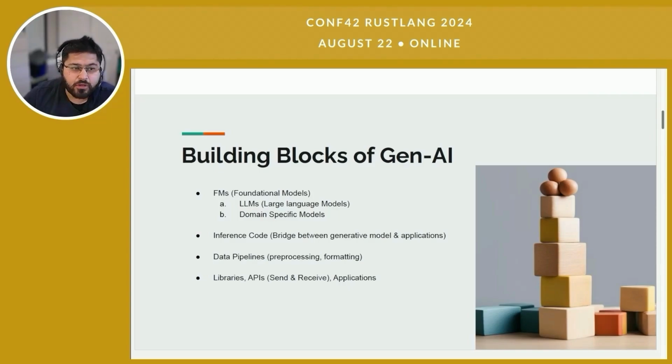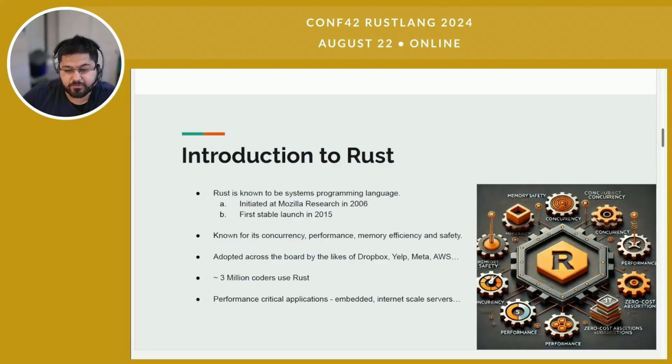Now that we have covered Gen AI and the basic blocks of Gen AI, let's move to Rust. Rust is a multi-paradigm programming language focused on safety and performance. It's designed to be a systems programming language competing with C++ and Go in areas like operating systems, game engines, and high performance applications.